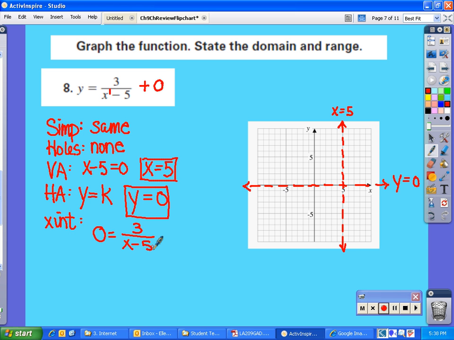Notice that for our equation to equal 0, the numerator of that expression would also have to be equal to 0. And since 3 is a constant, it can never equal 0. Therefore, there is no x-intercept.